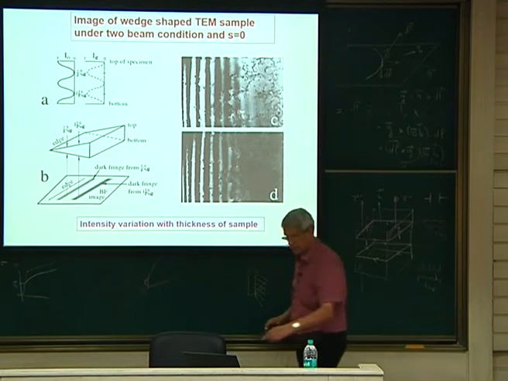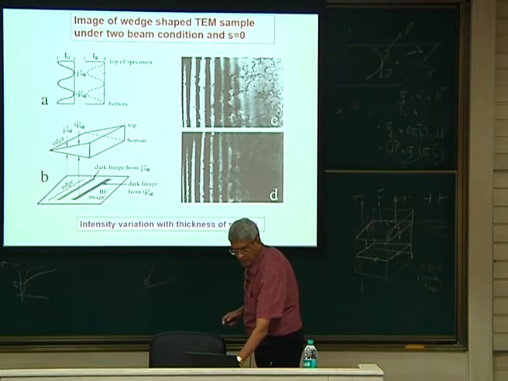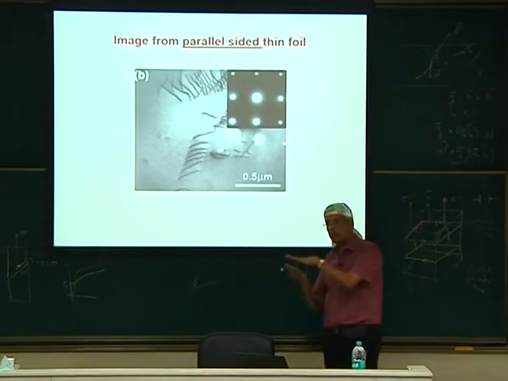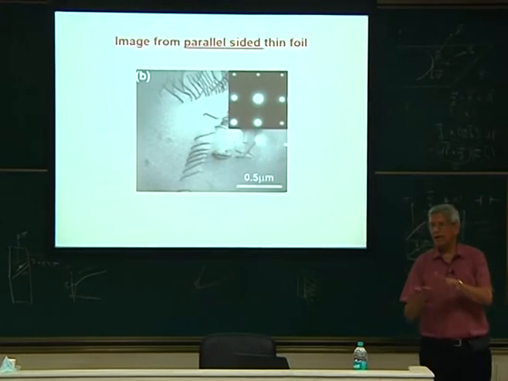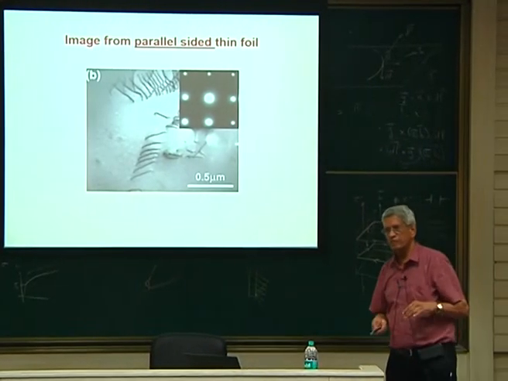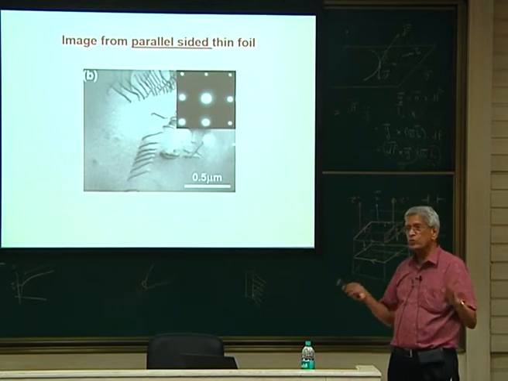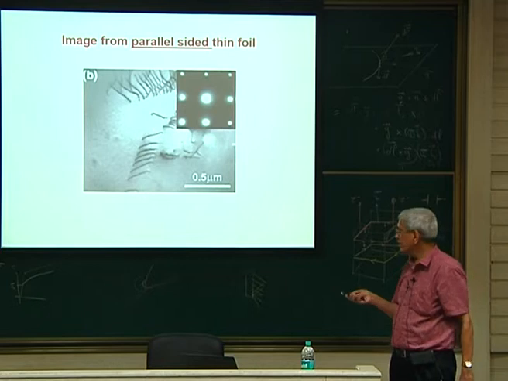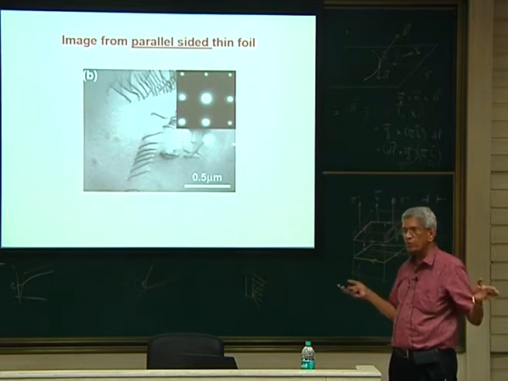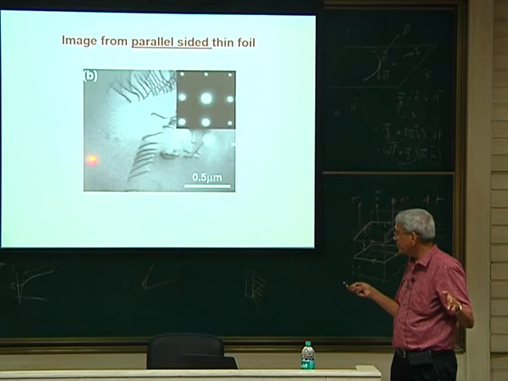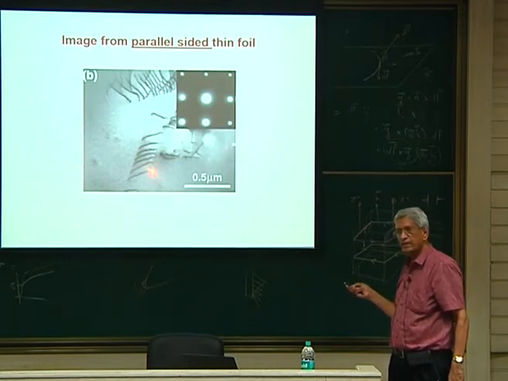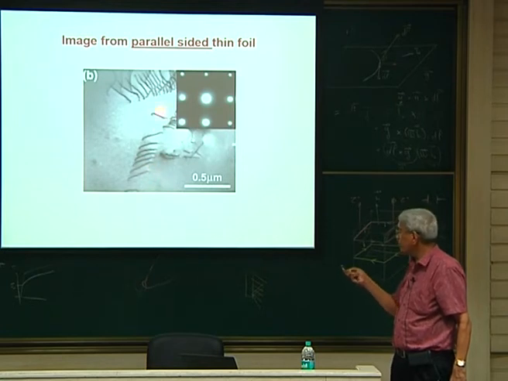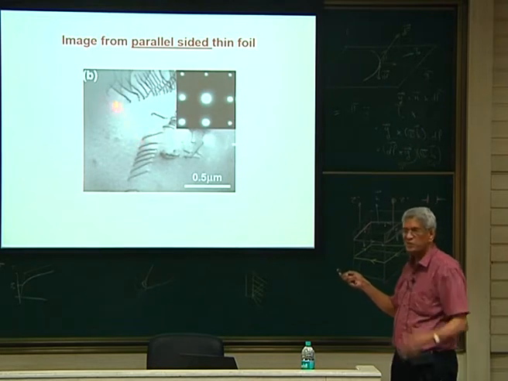Then the other one is that if the foil is parallel, the thickness of the sample remains the same, and you assume that the sample does not contain any defect in some of the regions, then the contrast has to be uniform. Correct? That is what you see in this sample. This is a very well annealed nickel based superalloy. You see some dislocations are there which lie in planes. Since it is annealed, I can tell that this is a dislocation.